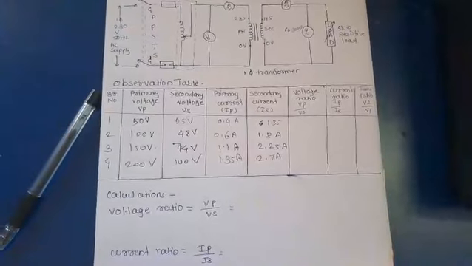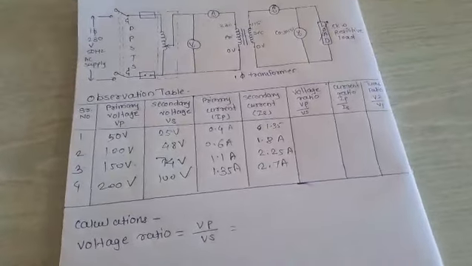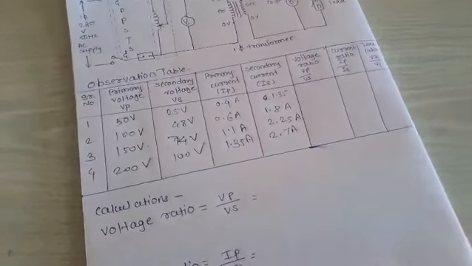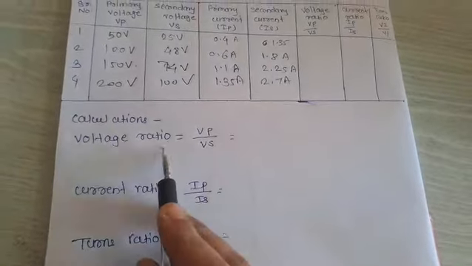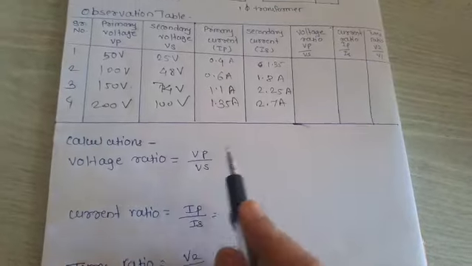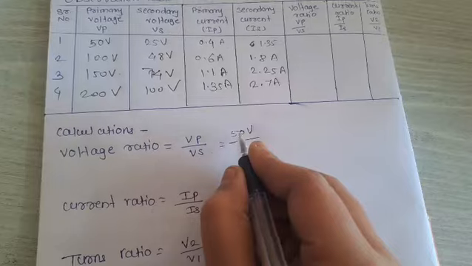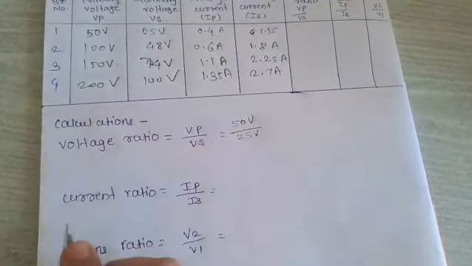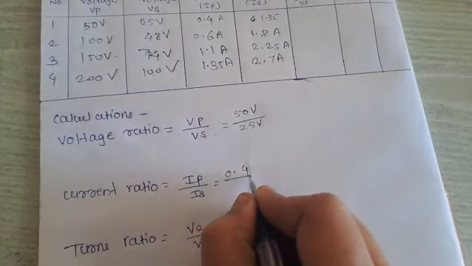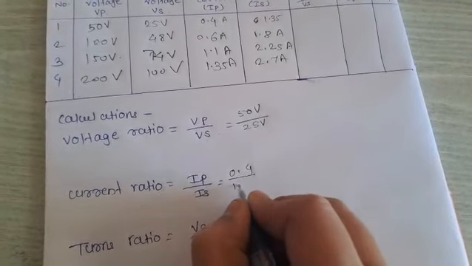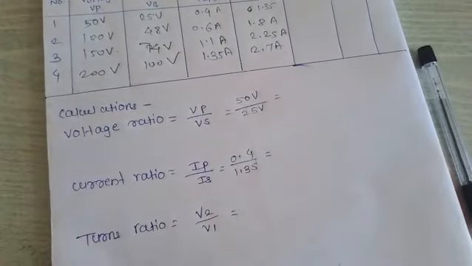These are the total readings for this practical. Now we will see the calculations for these readings. For these calculations we have to calculate the values of voltage ratio, current ratio and turns ratio. For the first reading we calculate the voltage ratio Vp upon Vs. Here the primary voltage is 50 volts and the secondary voltage is 25 volts. For the current ratio, the primary current is 0.4 ampere and the secondary current is 1.35 ampere. So now we will calculate the voltage and current ratio.